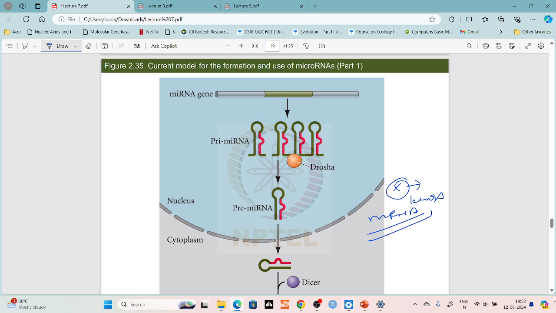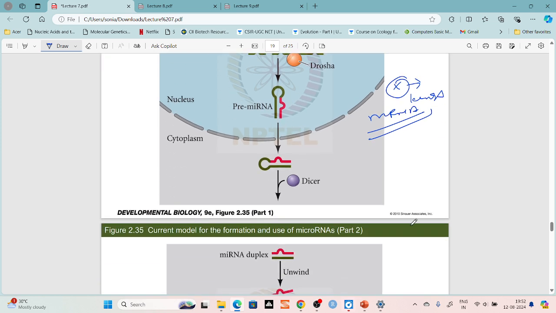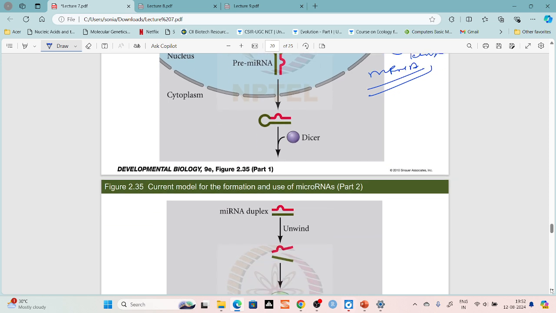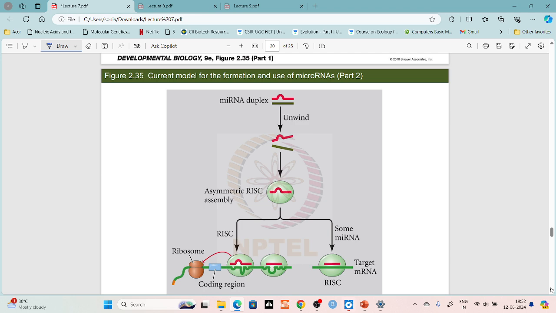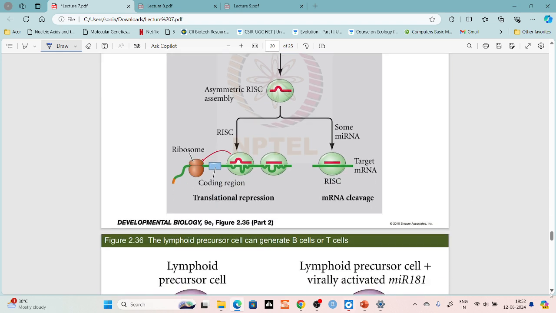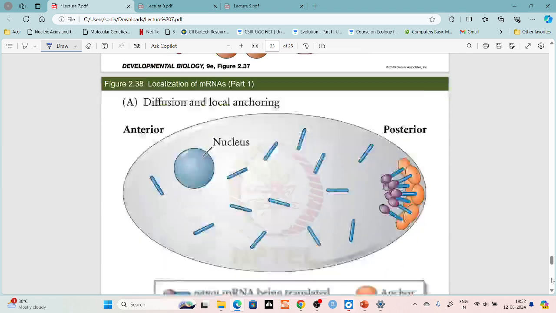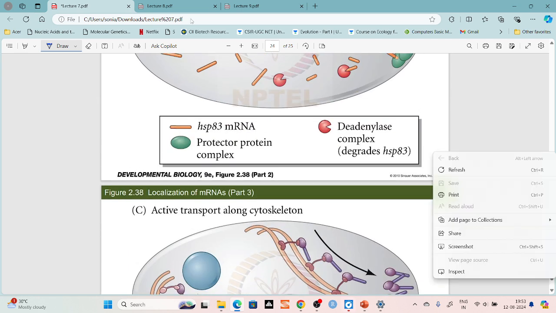Then this pre-miRNA leaves the nucleus, and in the cytoplasm, cytoplasmic processing happens, and then Dicer acts upon it, and it gets unwound and it forms your mature RNA and a passenger RNA. Passenger RNA, this is the mature RNA. Now this mature RNA can perform repression, or it can cleave the mRNA. Okay, I think this was the important thing in this lecture.